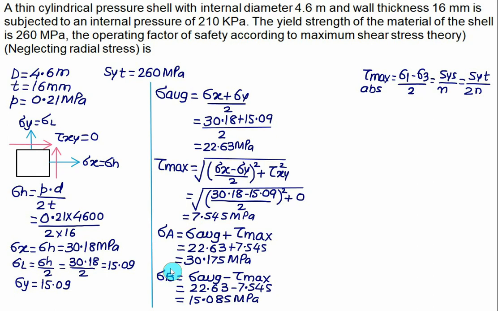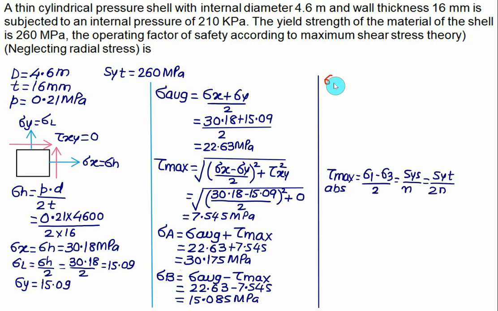So sigma a is a positive value, sigma b is also a positive value but less than sigma a. So we'll assign sigma 1 equal to sigma a, sigma 2 equal to sigma b, and sigma 3 will be equal to 0. So sigma 1 is equal to sigma a, which is 30.175. Sigma 2 is equal to sigma b, because it's a positive value, 15.085, and sigma 3 we assign equal to 0. You have to always check that sigma 1 is greater than sigma 2, which is greater than or equal to sigma 3.